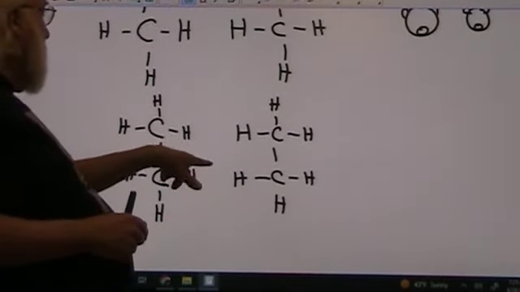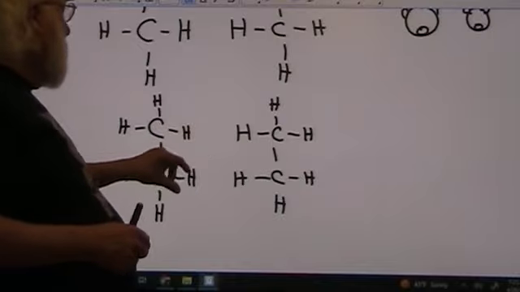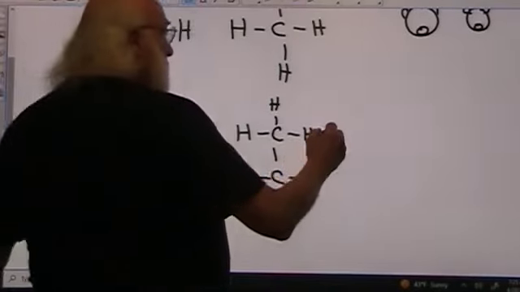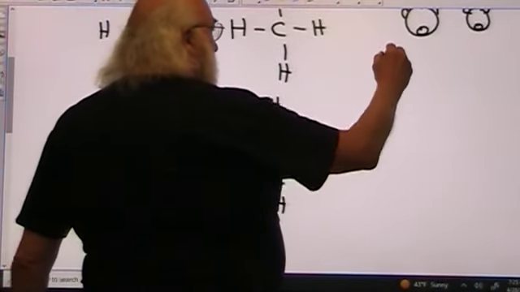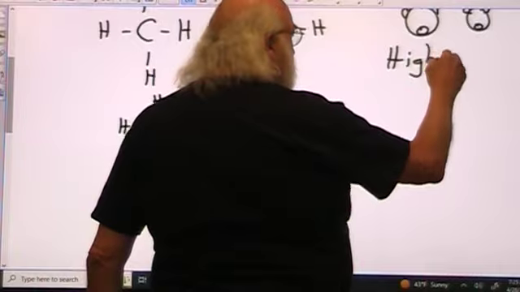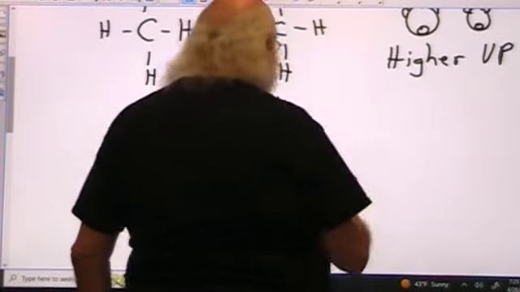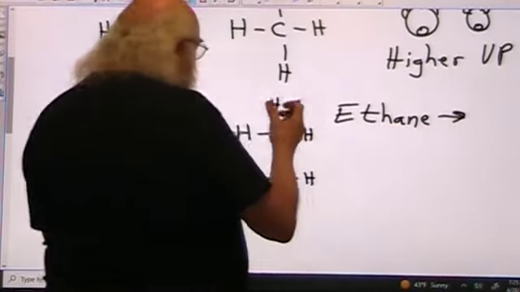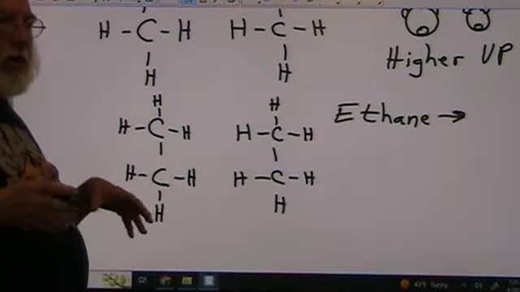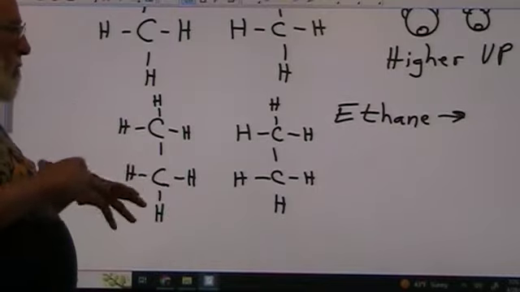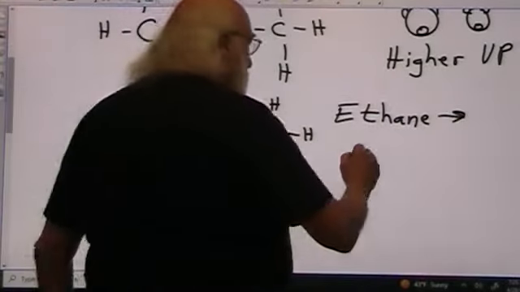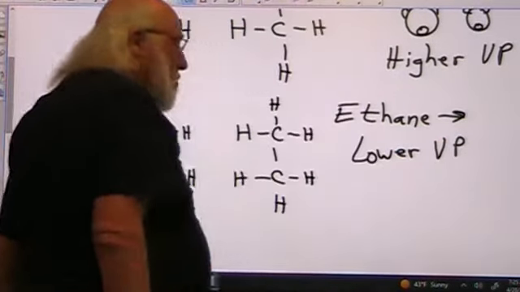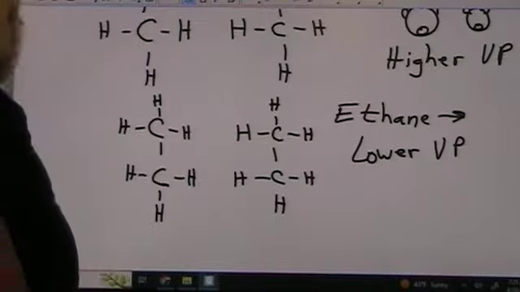You compare that with ethane, which has 2 carbons and all these hydrogens. This is going to have a higher vapor pressure for the methane, and this is called ethane. And this is because you have more London dispersion forces taking place, because it's a larger molecule. This will have a lower vapor pressure. So size matters. Okay?